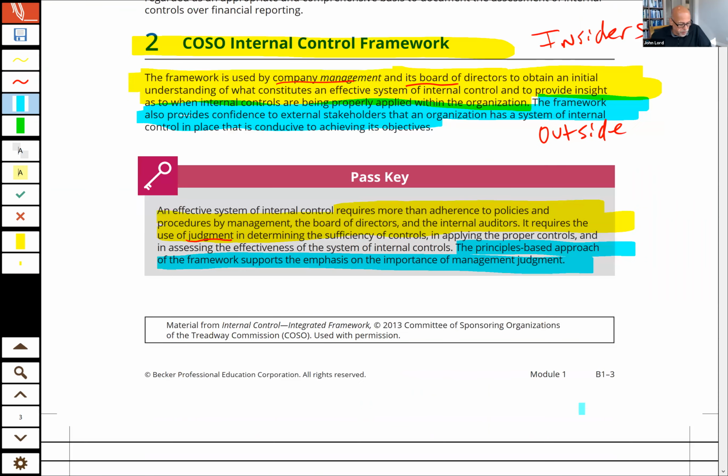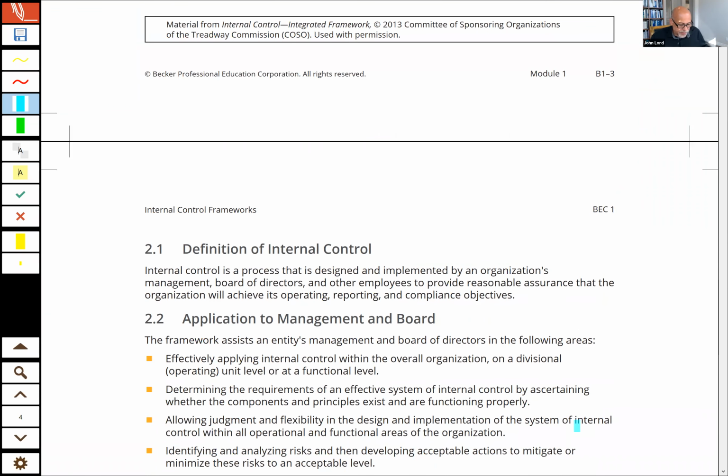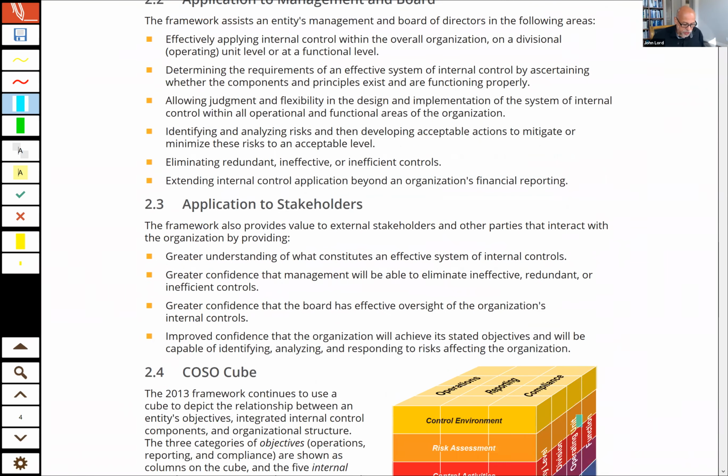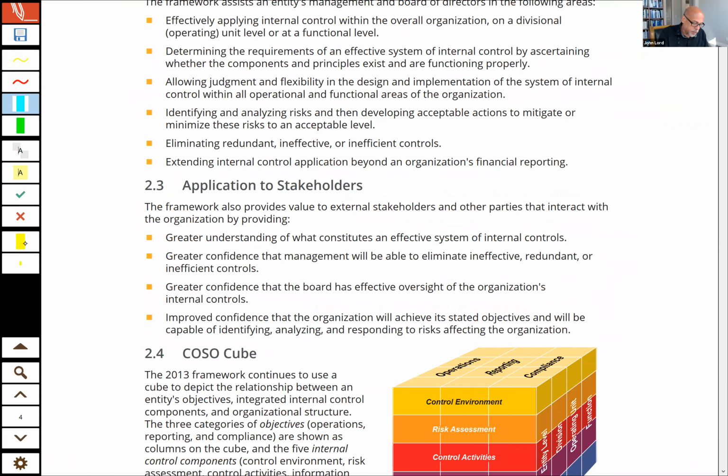Okay, so you come over and you can see the application. And remember, it's not just management and those charged with governance, the board of directors, but it's also external stakeholders as well. Internal management, those charged with governance, but also don't forget external stakeholders, as I've mentioned.